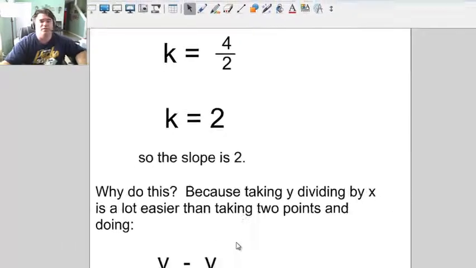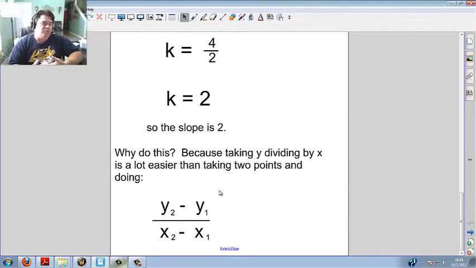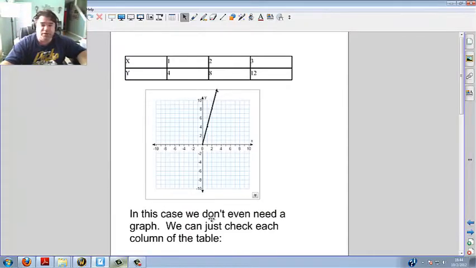Now why do we do that? Otherwise I have to pick 2 points and take y2 minus y1 over x2 minus x1. But if it goes through 0, 0, all we have to do is take y over x. Any point will do. So again, in this case, we don't even need a graph.